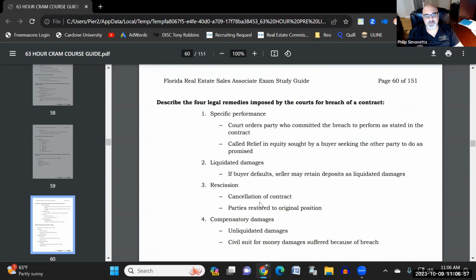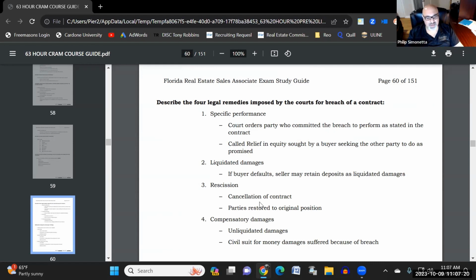So I'm going to describe the 4 legal remedies imposed by the courts for breach of contract. So if somebody breaks the contract, there's 4 types of remedies. 1, there's something called specific performance. That is when a court orders a party who committed the breach to perform as stated in the contract. It's called relief in equity, and it's sought by the buyer seeking the other party to do what was promised.